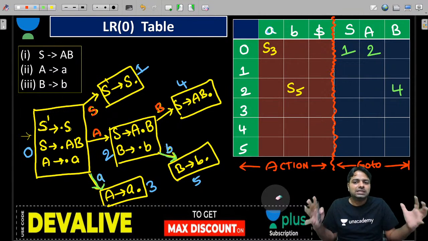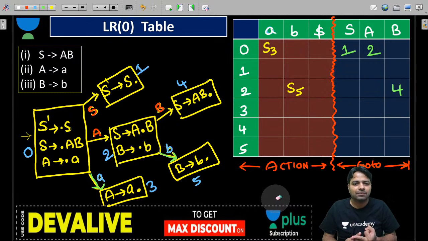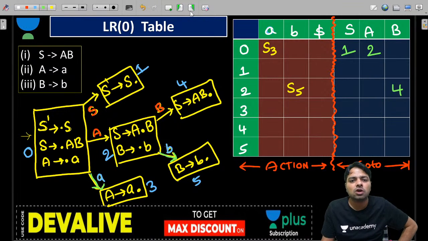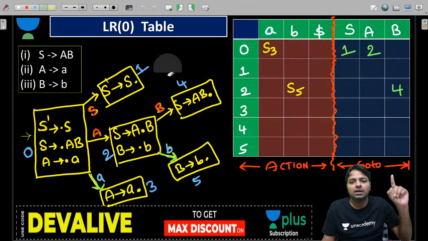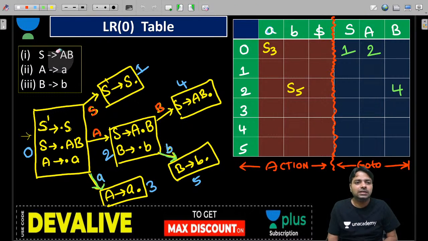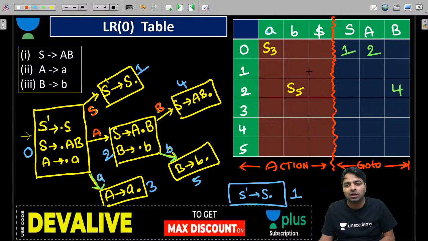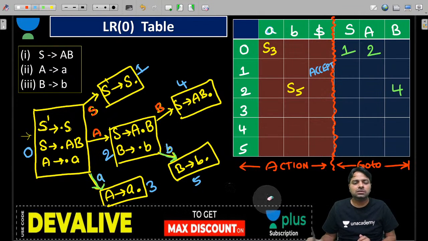We have shift and state entries, and this is the same for LR0, SLR1 and LALR1. If you draw the LALR1 table, these entries will never change. So I'm going to copy paste from SLR1; in SLR1, these entries will not be affected. Not only this, the acceptance entry: in state 1, you have S' to S dot, so on row 1 under dollar, we will say accept. This rule is also the same for all LR parsers.